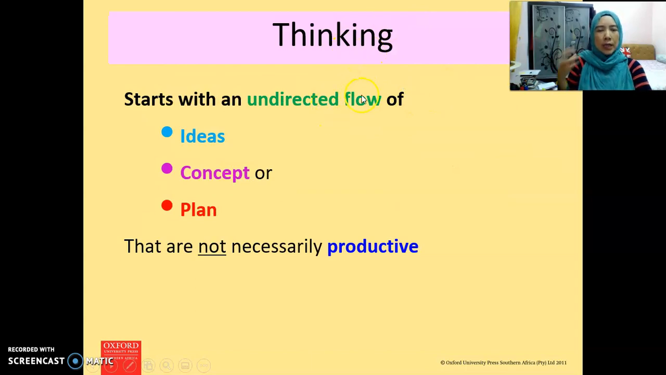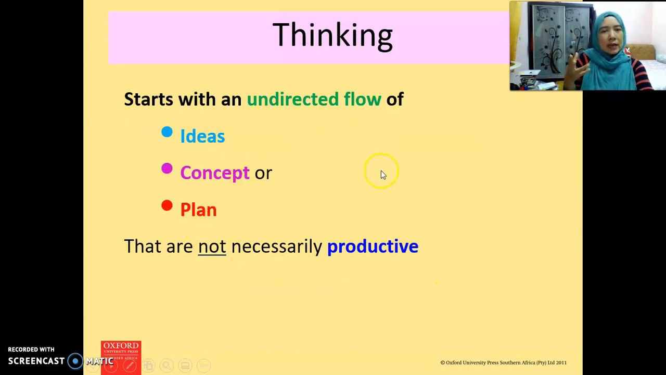When we talk about thinking, thinking starts with an undirected flow of ideas, concepts, and plans. So when we think, we have so many flows of ideas, concepts, plans, and so on. These ideas sometimes come indirectly, in an unorganized way. That's thinking, because it's like when you are brainstorming about problems. The ideas come, but sometimes not in an organized way. So you sometimes have to organize your thinking and your ideas into an organized way.